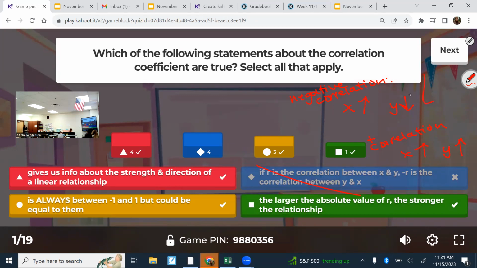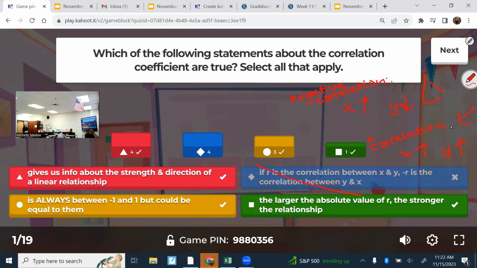Okay, so that's why this isn't what makes the R value negative. Does it look like it's going down from left to right or up from left to right? That's how you know. But the rest of it is true about correlation. It tells you about the strength and direction. It's always between -1 and 1, and it can be equal to -1 and 1.